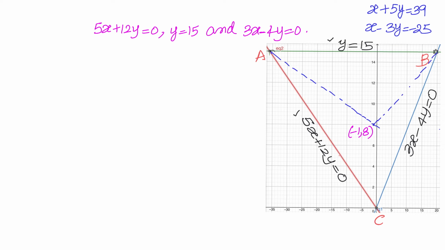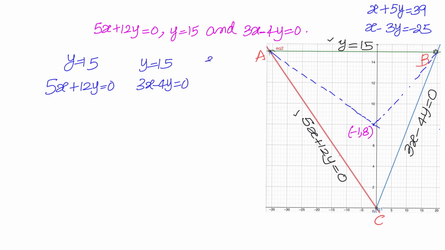For that, A will be obtained when I take y equals 15 and 5x plus 12y equals 0. B can be obtained when I take y equals 15 and 3x minus 4y equals 0. And C can be obtained when I take 3x minus 4y equals 0 and 5x plus 12y equals 0.